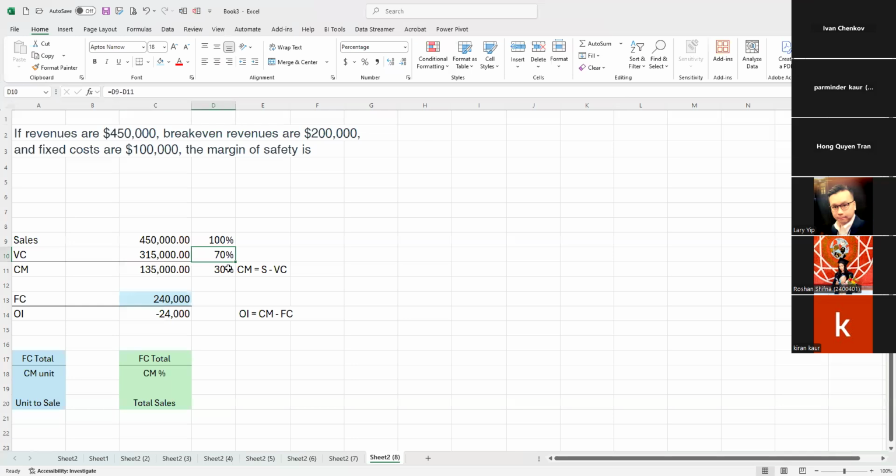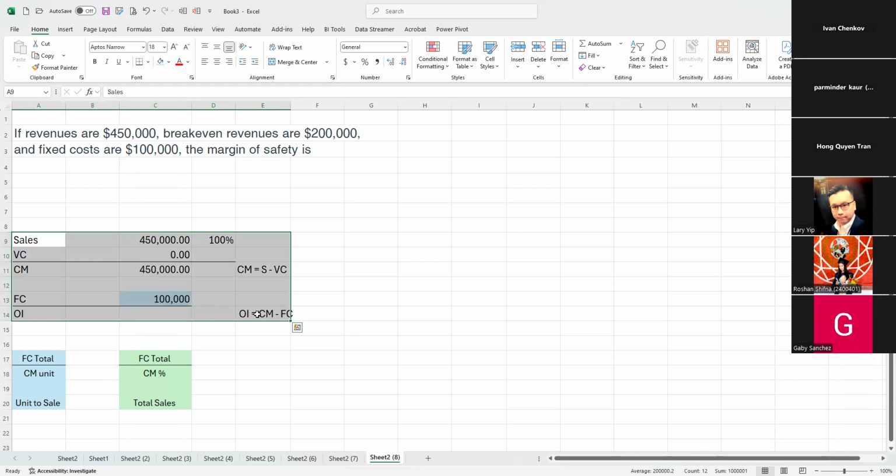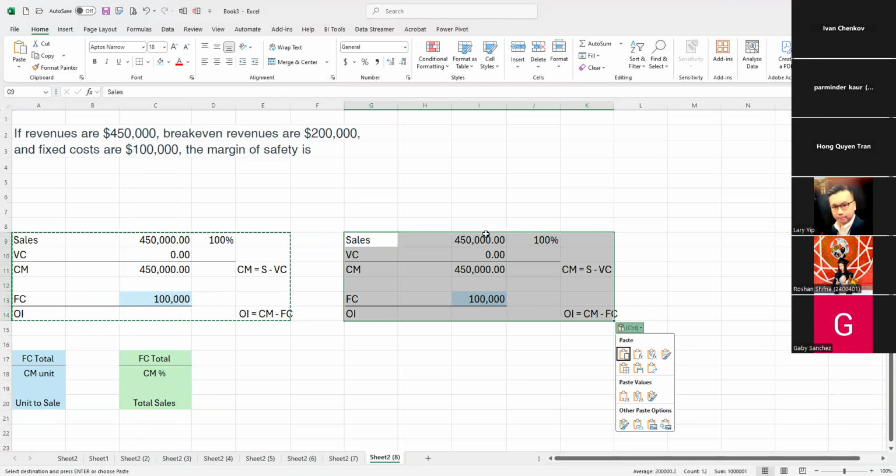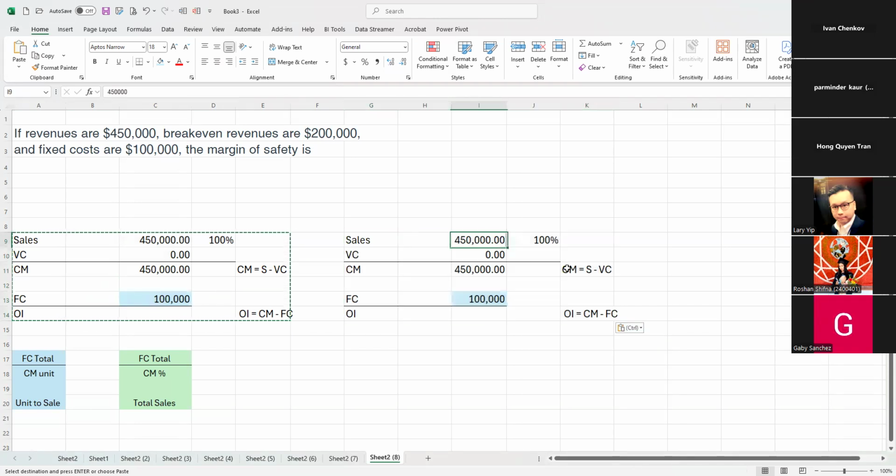Now, I don't know anything about those. I only know my fixed cost is 100,000. That's all I know. Nothing more, nothing less. I don't even know where my income is. And this is my current situation. Now, at break-even point, my revenue is $200,000.